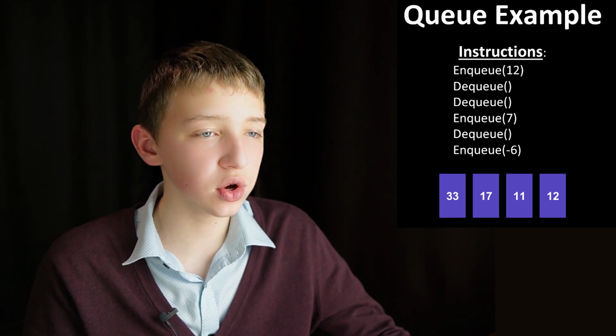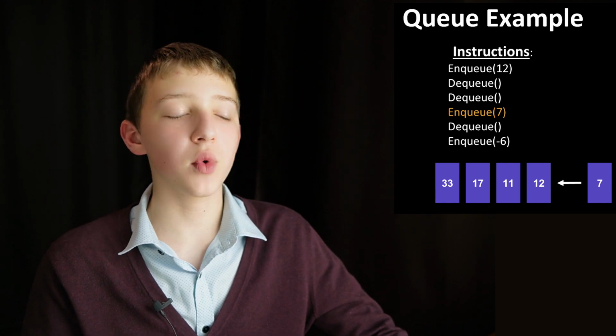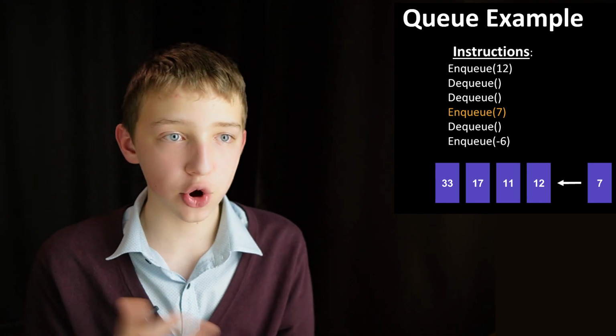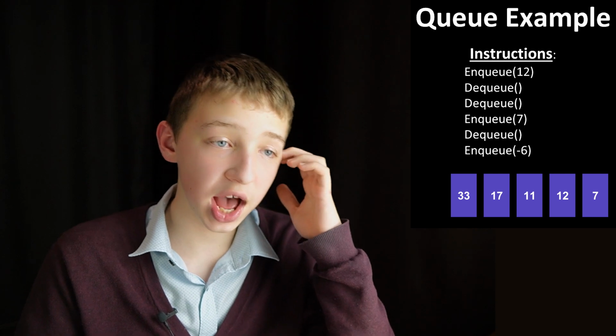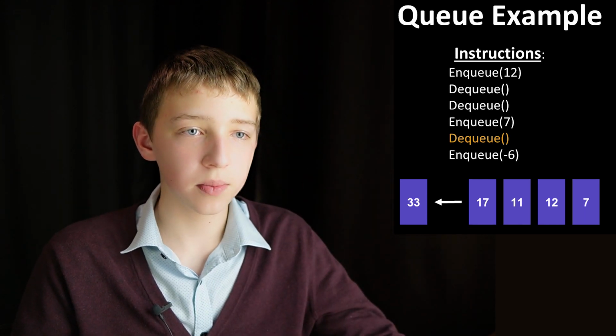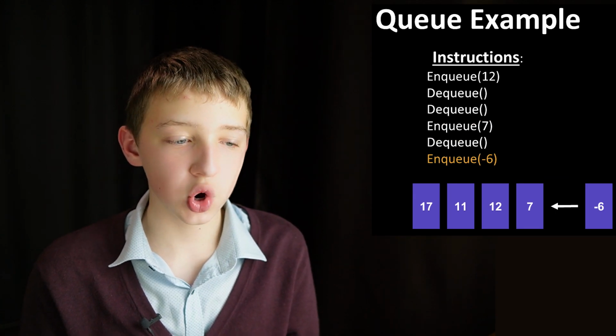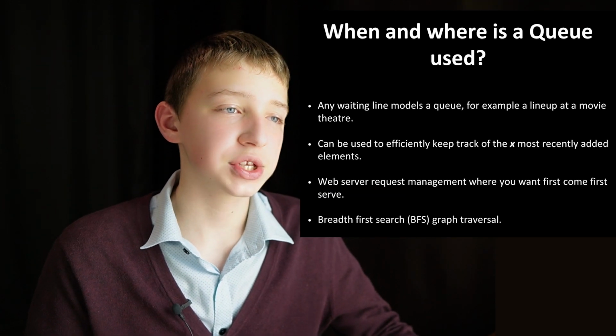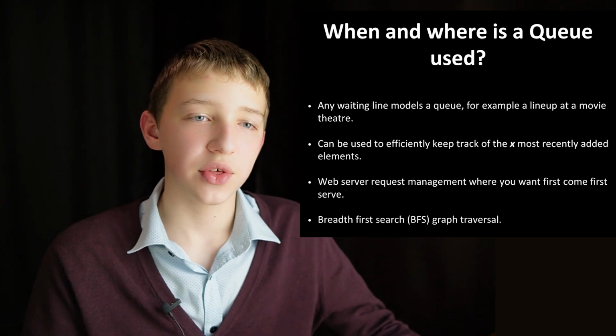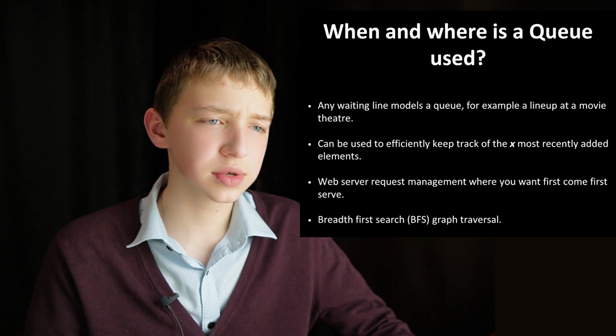Now let's enqueue 7. We want to enqueue 7, and we'll do that at the back of the queue. That is what the enqueue operation means. And we have a dequeue operation now, so we want to remove the front element. And the last operation is to enqueue: we're just adding -6 to the end of the queue, the right side of the queue. Okay, so now we have looked at this list of instructions.